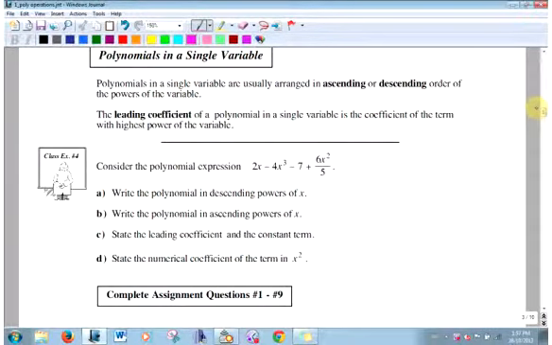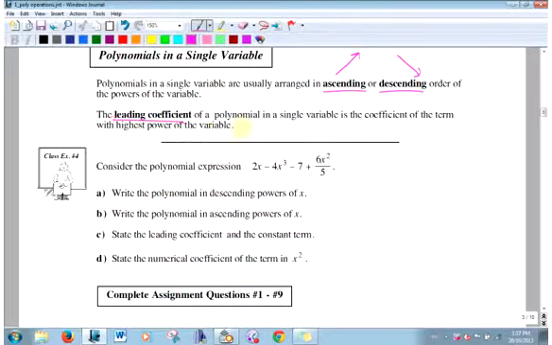Wee bit more. Polynomials in a single variable. Are they ascending or descending? More terminology. If you descend stairs, do you go up them or down them? Okay, this isn't math, this is English, right? Descending, ascending is the opposite of descending, right? Is it elevation or depression?